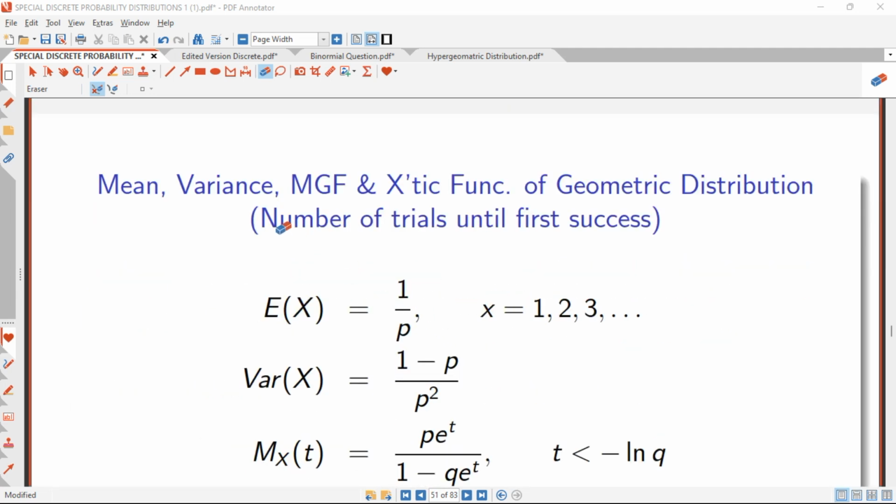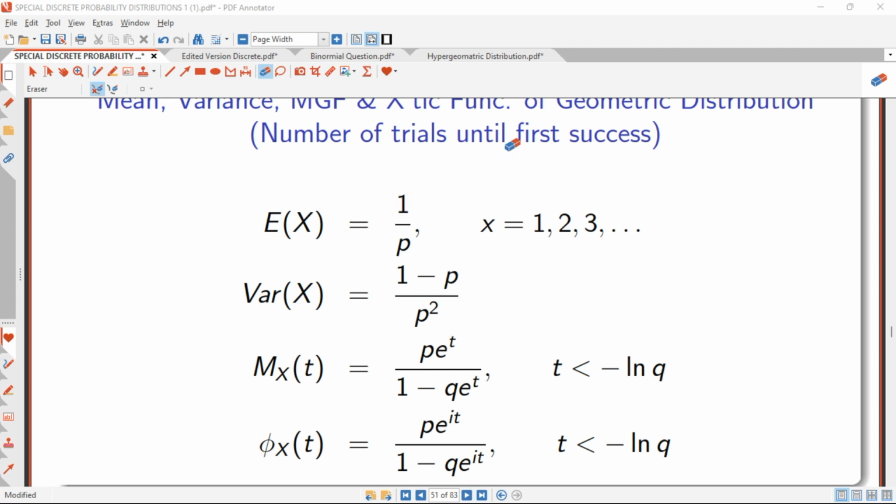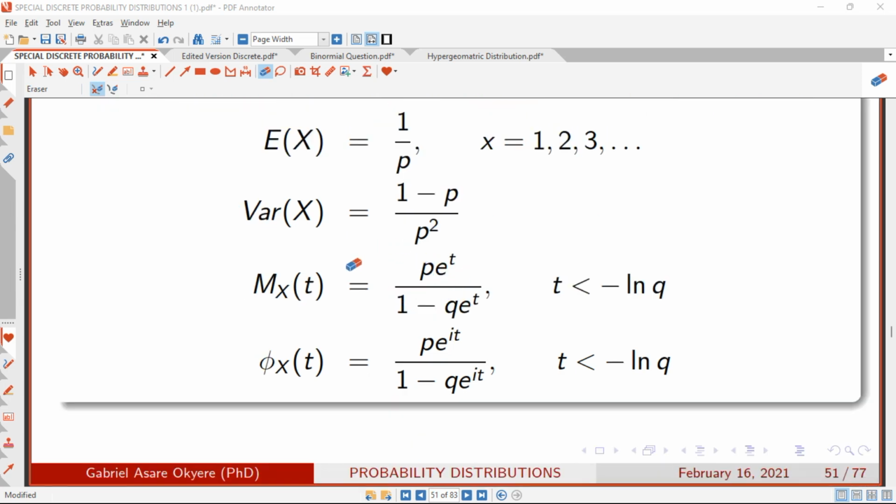Sometimes you may be asked to calculate the mean, variance, moment generating function, and characteristic function of the geometric distribution. This one holds for the number of trials until the first success. The expectation of X will be equal to 1 divided by P. Our variance will be equal to (1 minus P) divided by P squared. And the moment generating function will be equal to P e raised to the power t divided by 1 minus Q e raised to the power t, where t is less than negative log of Q.